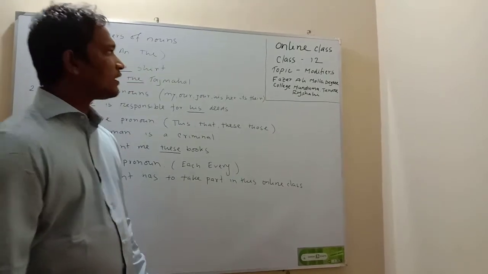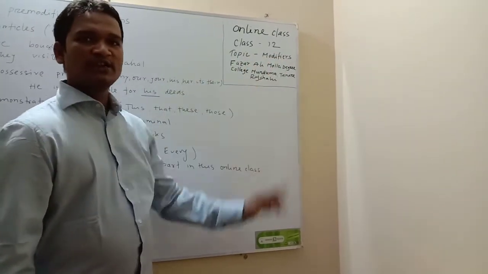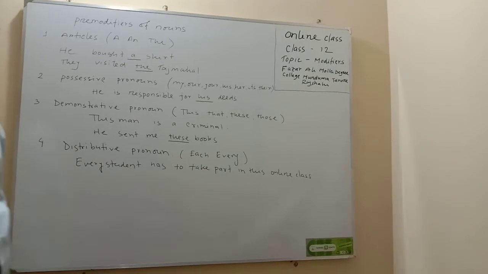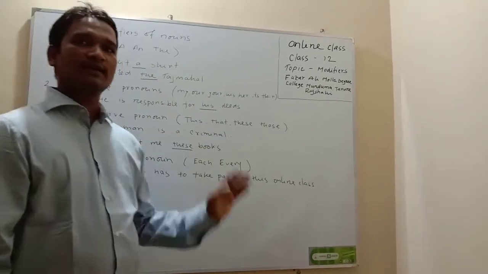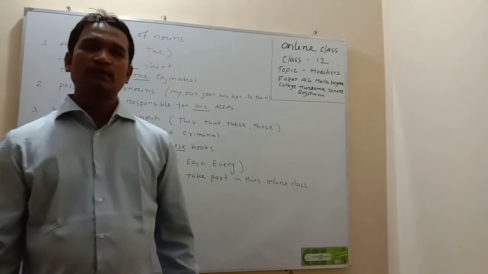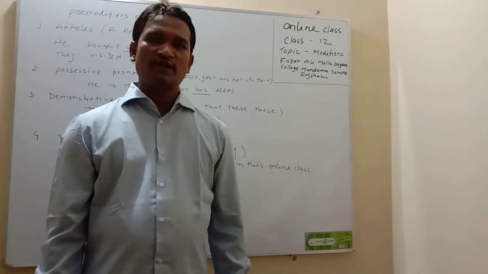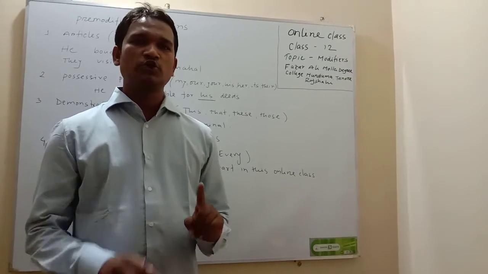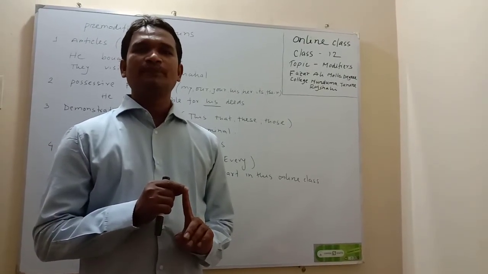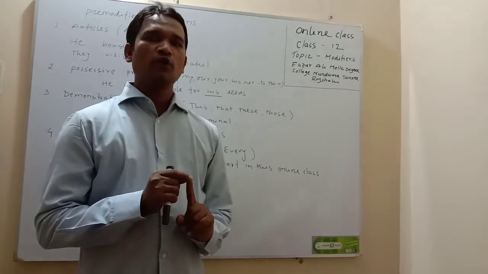So dear students, look at the whiteboard. I have mentioned the topic modifiers, especially the pre-modifiers of nouns. Before going to start my detailed class, I would like to give you a view on modifiers. So, dear students, modifier means that modifies something. We have two types of modifiers. Number one is pre-modifier and number two is post-modifier. Pre-modifier is a word which precedes the head word, and the post-modifier is a word or a phrase that follows the head word.